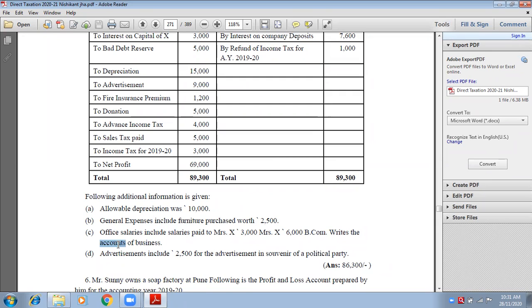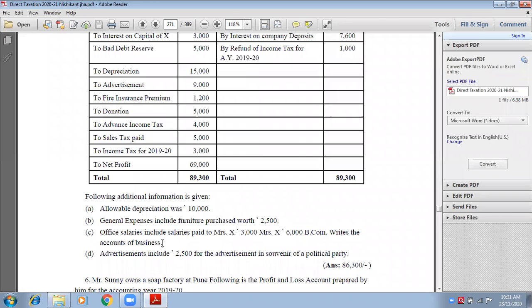It is a printing mistake. We will not disallow it then? No, 3,000 you don't have to disallow. Don't do anything because it is a reasonable payment that is done to Mrs. X. If it was any other employee, you would have been paying to that employee also rupees 3,000, rupees 4,000, because that is a minimum payment that you have to do to an accountant.